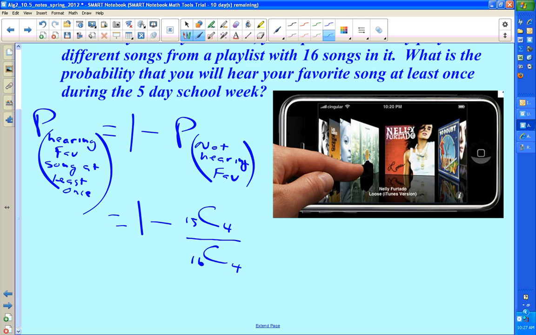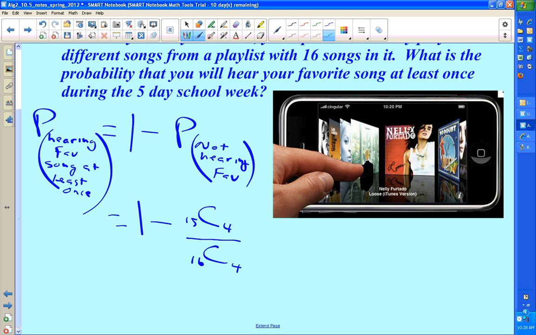How would you write it like that? How do you want to write it? Well, I'm just asking what are my other choices? Why would you want to write it as a fraction like that? Because that's what probability is, favorable outcomes over total outcomes. This is the number of ways that we can listen to 4 songs without hearing my favorite song. And this is the number of ways I can listen to 4 songs, maybe my favorite song is included.